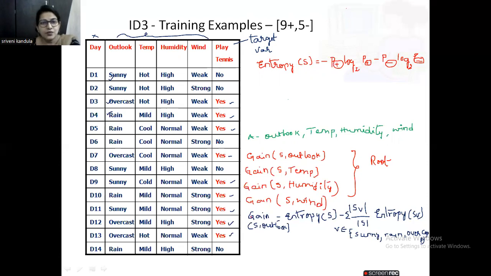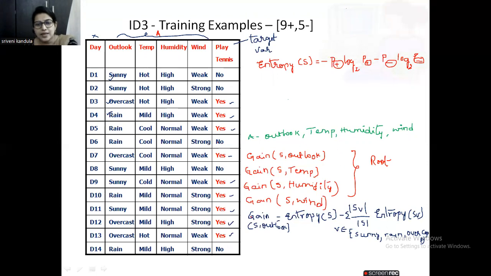If you observe the other attributes: day, outlook, temperature, humidity, and wind. The day is simply giving us only the serial number: day 1, day 2, day 3, and so on up to day 14. It is not giving us any provenance information, so we are not considering this day. You need not consider it. The other attributes we are taking as A. So what we have in A now is outlook, temperature, humidity, and wind.